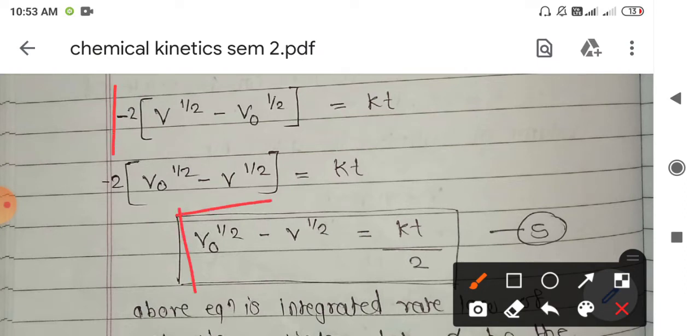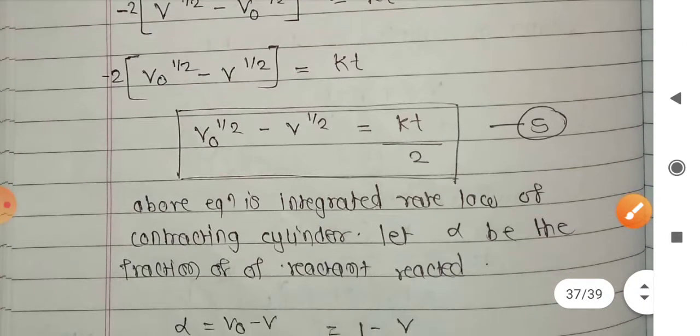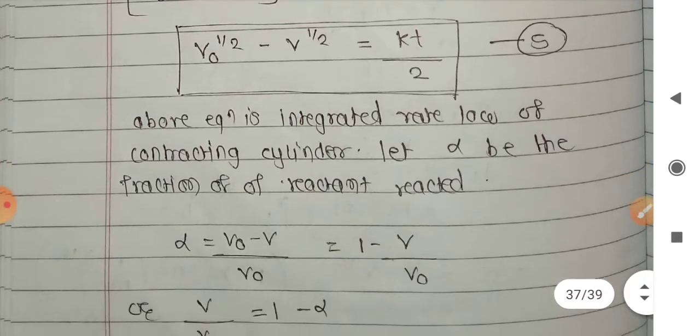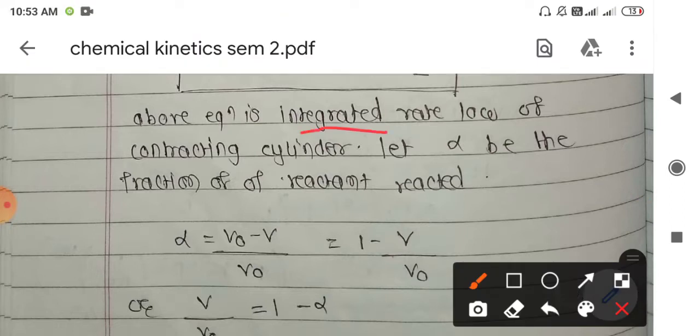This is the integrated rate law, that is V0 raised to 1 by 2 minus V raised to 1 by 2 is equal to kt upon 2. So the above equation is the integrated rate law of the contracting cylinder.